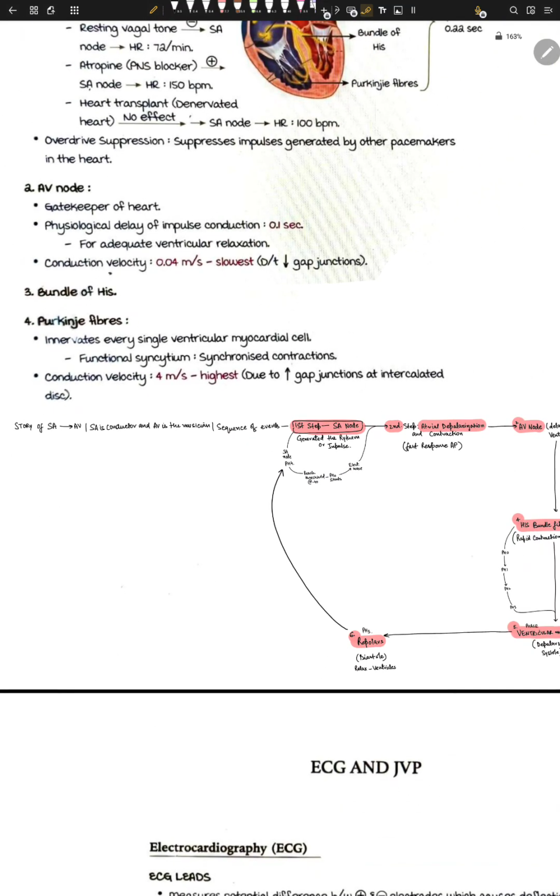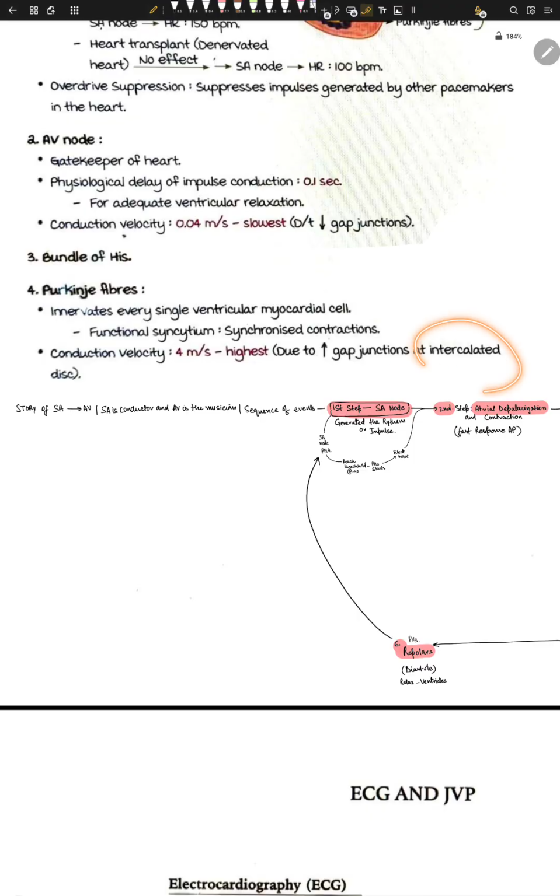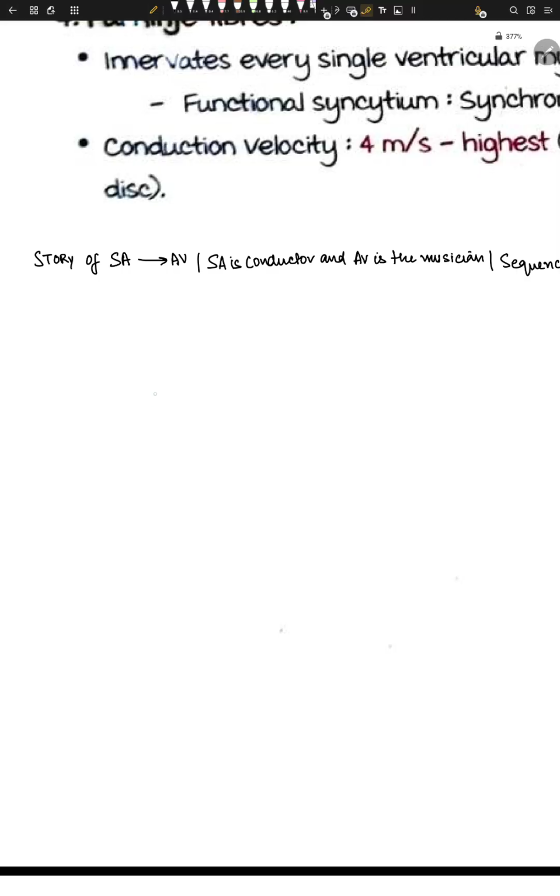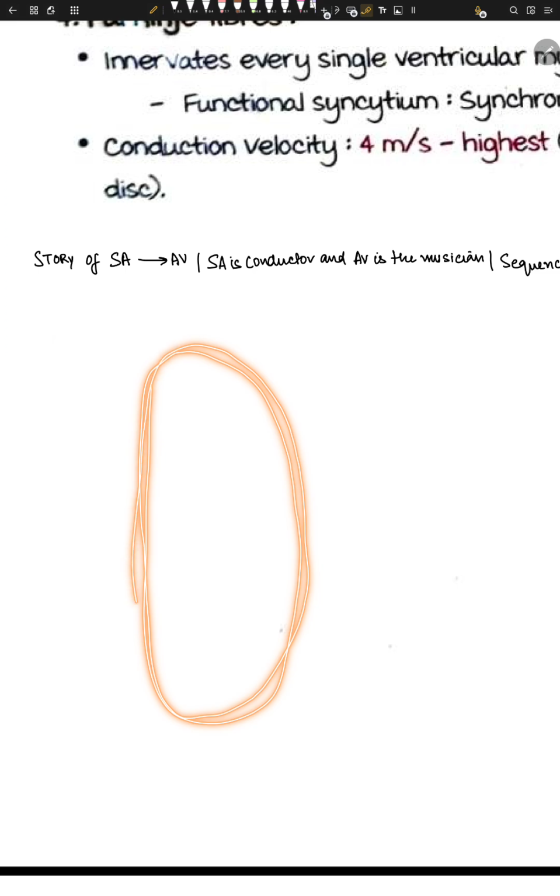Now, what is this intercalated disc? I mean, we should know about that. First of all, let's talk a little bit about Purkinje fibers again. Purkinje fibers are the terminal part of this cardiac conduction system, right? And they are just modified cardiac muscles. They are not neurons, by the way. Okay, so let's talk a little bit about Purkinje fibers. Most importantly, the biggest thing is that these Purkinje fibers are bigger than normal myocytes, bigger than normal cardiac cells.